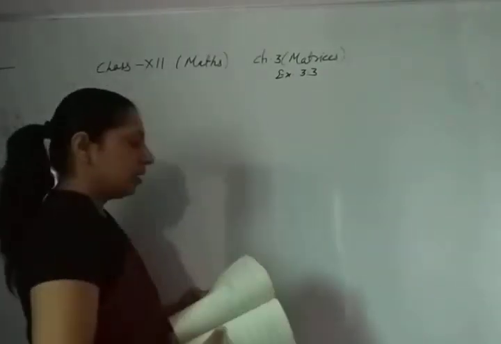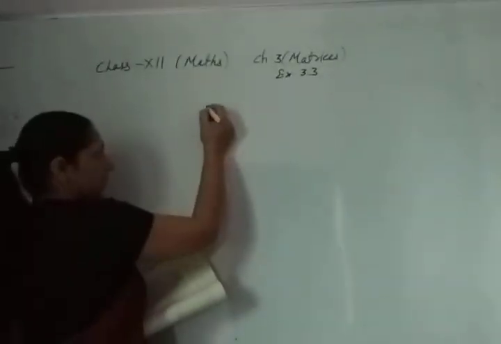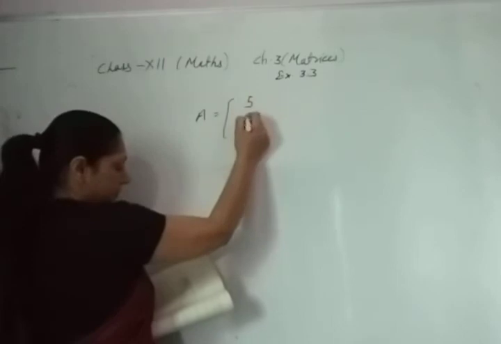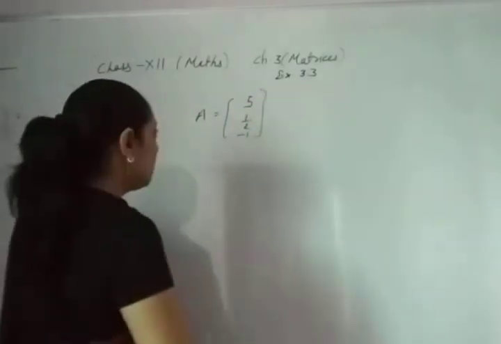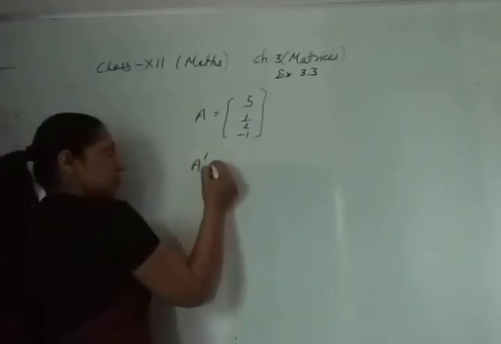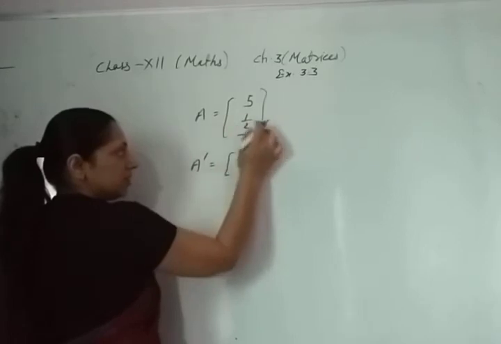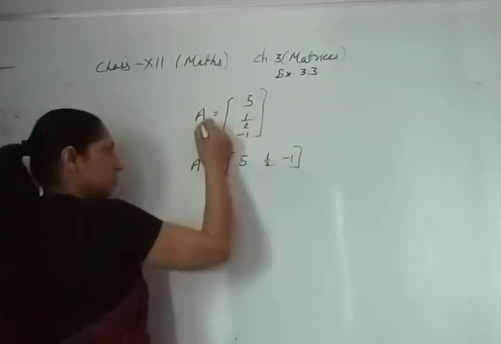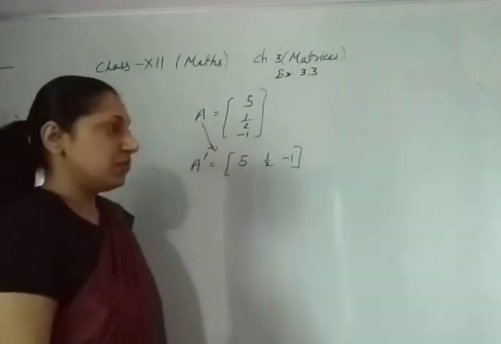Page number 88, exercise 3.3, question number 1. First part. Suppose A is the matrix 5, 1 by 2 and minus 1, and we have to find its transpose. So A transpose is equal to first row into first column, second row into second column, third row into third column. So its transpose is 5, 1 by 2 and minus 1.